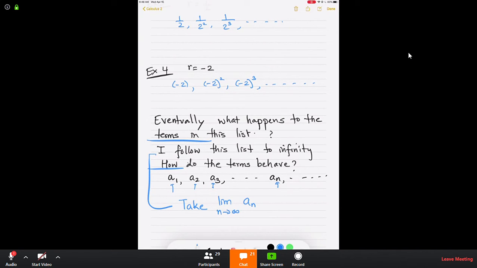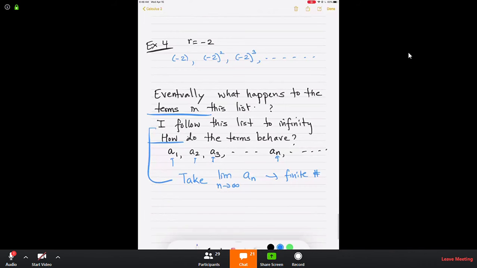So now tell me, if this limit is a finite number, then we will say what? The sequence eventually converges, right? If this limit is infinite, or it does not exist, then we are going to say that this sequence diverges.